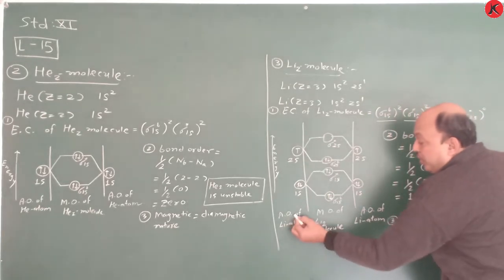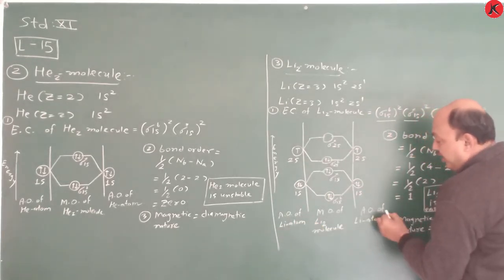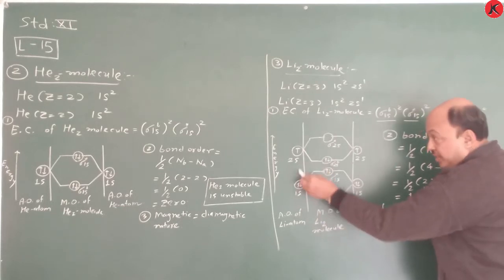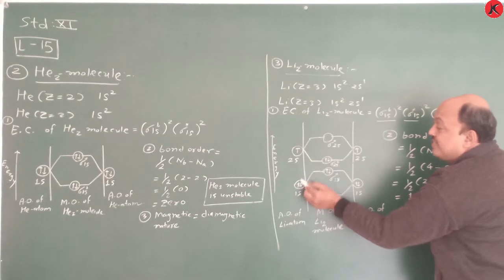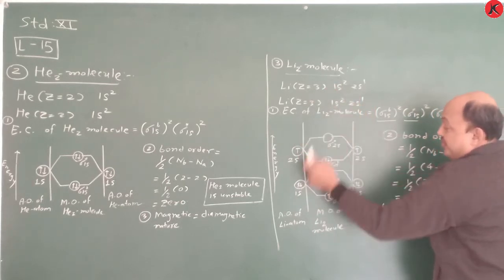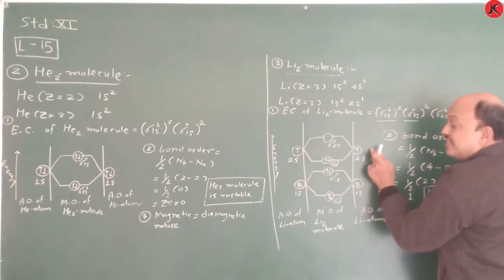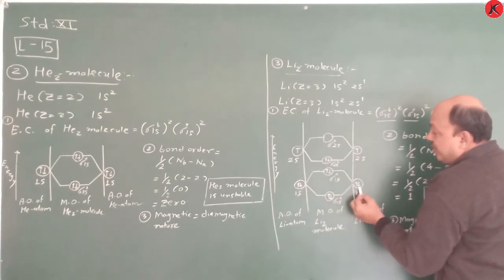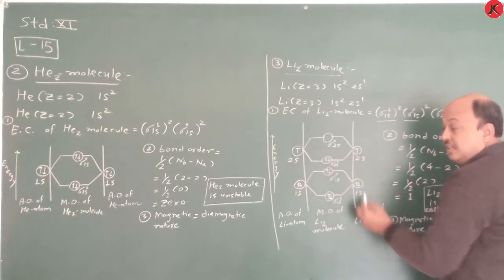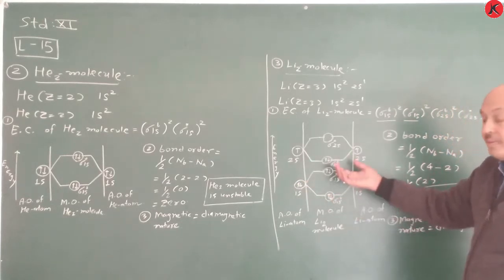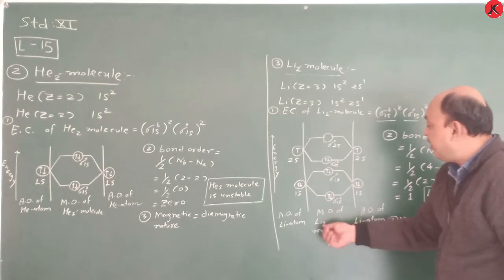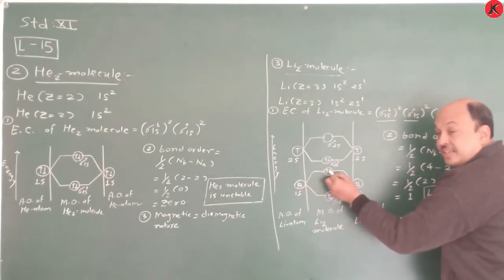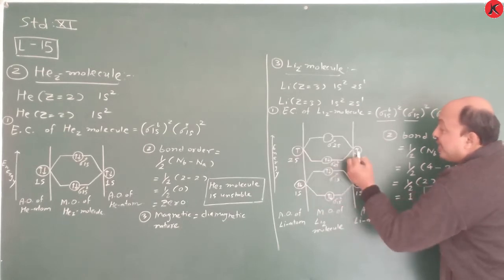Now write down the atomic orbitals of the lithium atom, and write down the electronic configuration. 1s has lower energy, 2s has higher energy. So 1s, 2s according to the electronic configuration, once again 1s, 2s. Here 1s contains 2 electrons, and 2s contains 1 electron. If they form the molecular orbitals of the Li2 molecule, 2 electrons enter here, 2 electrons enter here, and now see, this 1 electron is there.